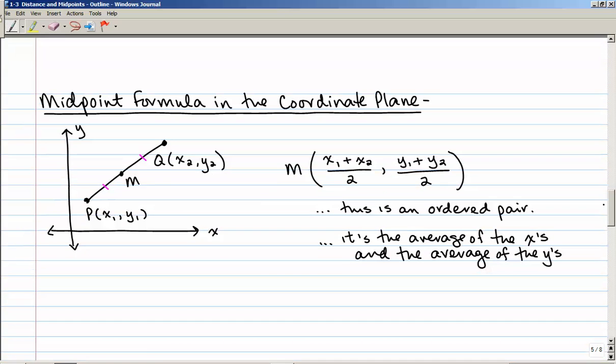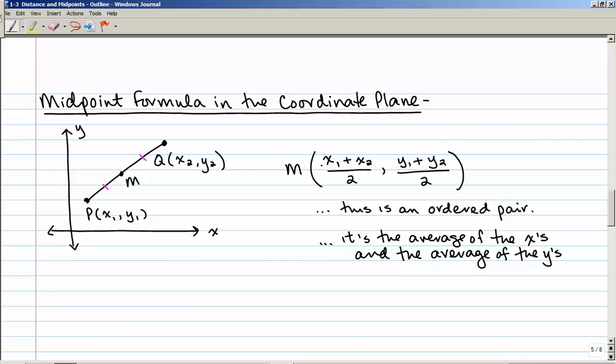Now the midpoint formula in the coordinate plane is going to be a little more complicated because this is a slanty line and you just can't count this. So here I have point P with coordinate x1, y1, point Q with coordinate x2, y2, and it's very similar to the formula we had for the number line. I'm going to take the average of the x's, so x1 plus x2 divided by 2, and then the average of the y's, y1 plus y2 divided by 2. And this is in ordered pairs.